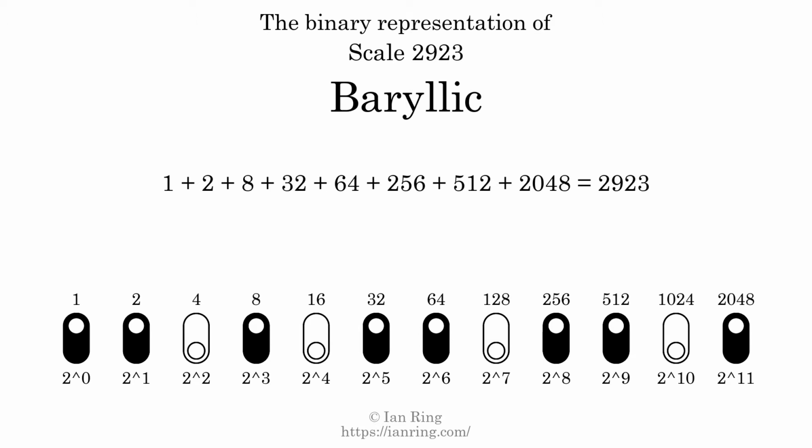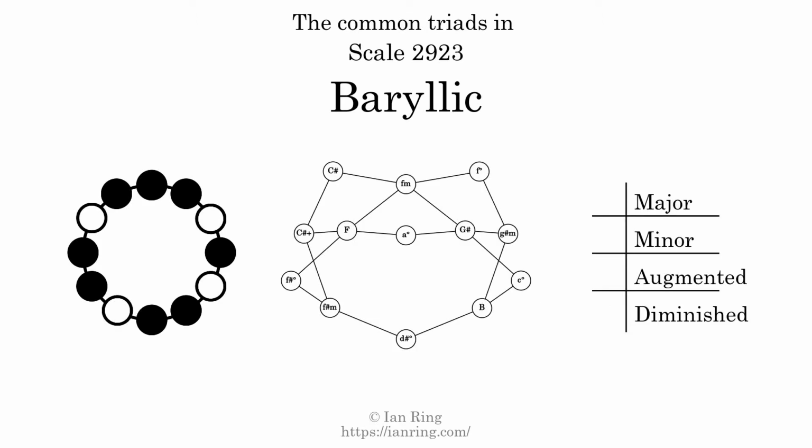The scale number not only enumerates the scale with a unique index, but it also literally describes the tonal content of the scale. Represented as a binary number in base 2, the scale number is 101101101011. Here are the common triads present in this scale.